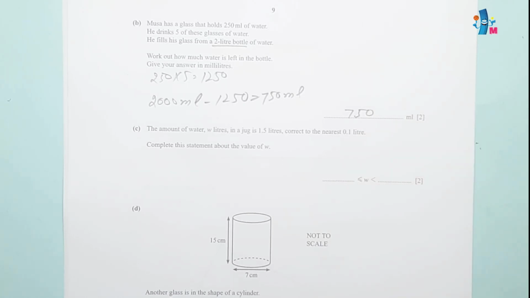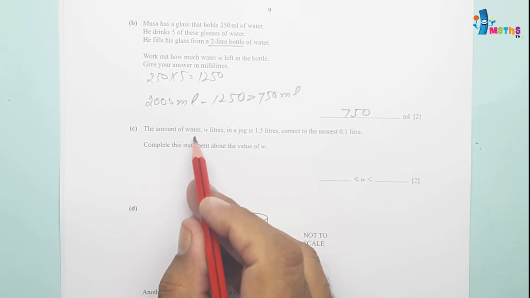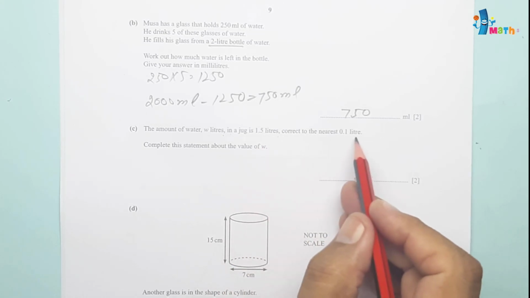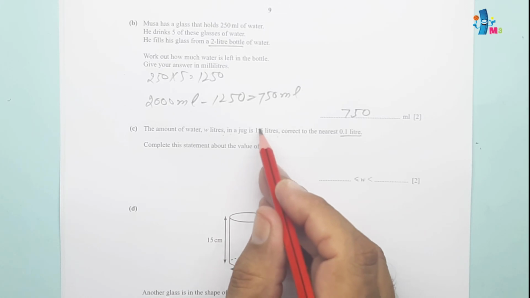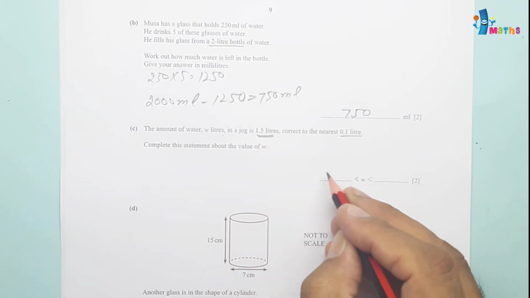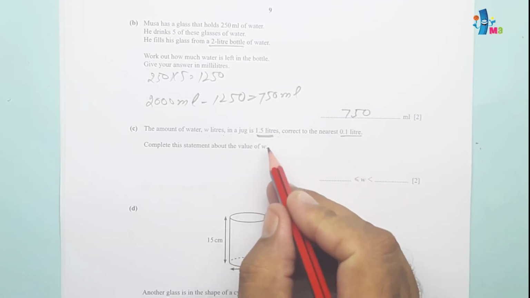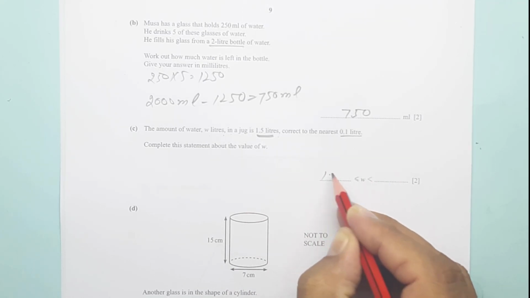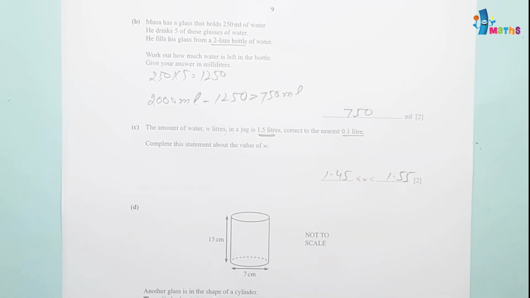Ml is already there. The amount of water W liters in a jug is 1.5 liter. Correct to the nearest 0.1 liters. Complete this statement. So this is corrected number. So we'll add and subtract half of this 0.1 liter. So this will be 1.45 and 1.55, plus minus 0.05.